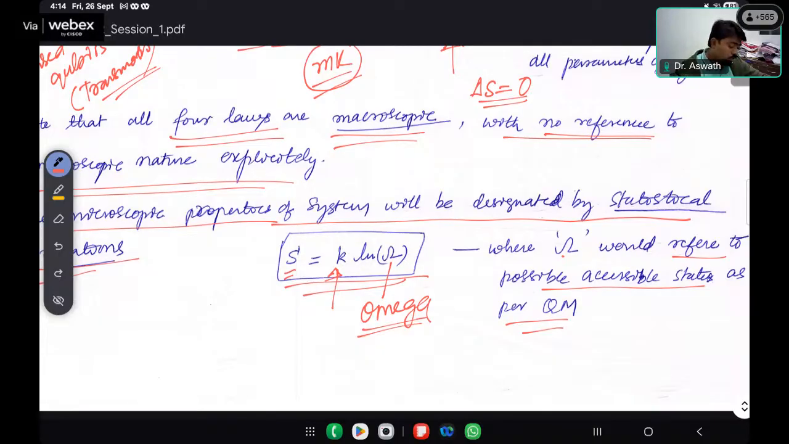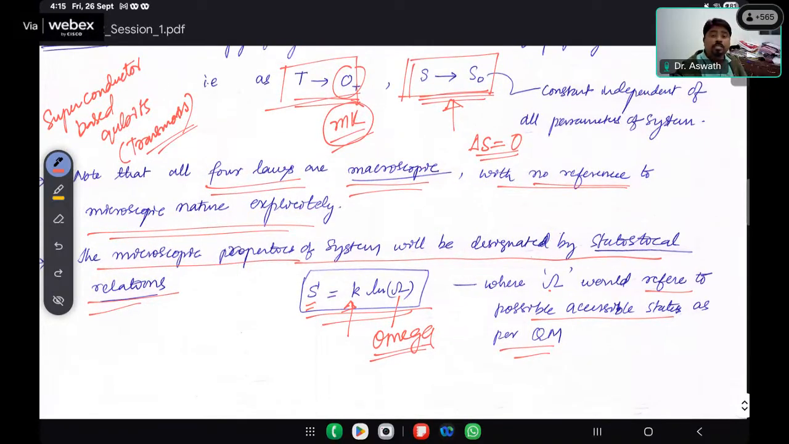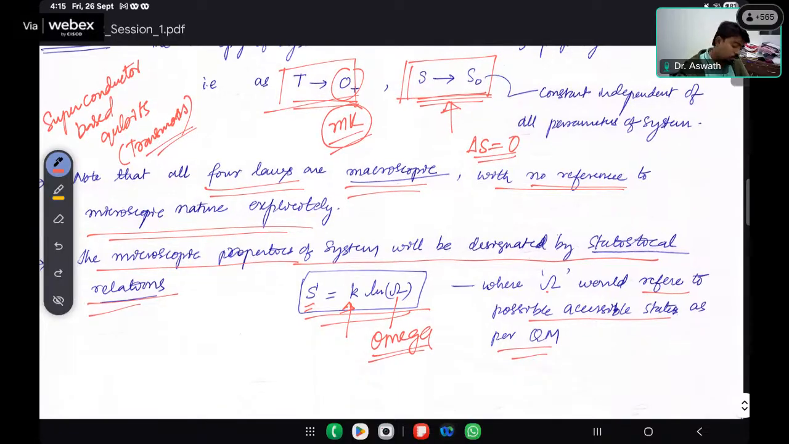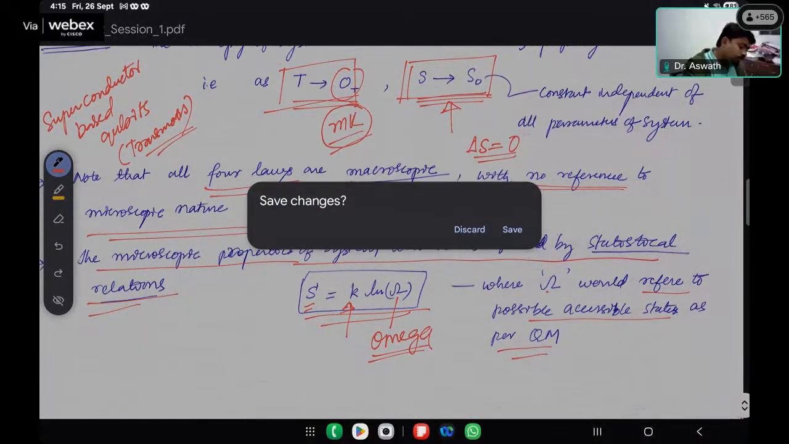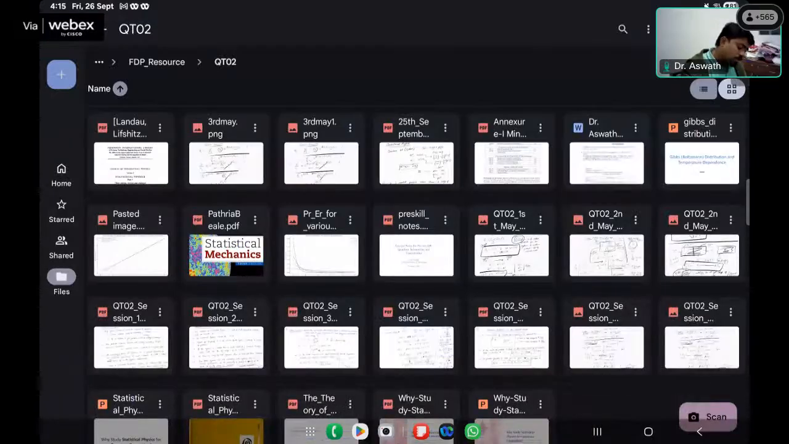So this was about using statistical physics to deal with quantum mechanical microscopic systems. Now I will get into the zone where we talk about various possible accessible states for a quantum system collection. So let me go to the next PPT, the next lecture. Where is the next lecture? Give me a minute.